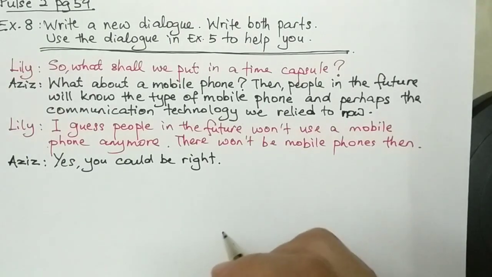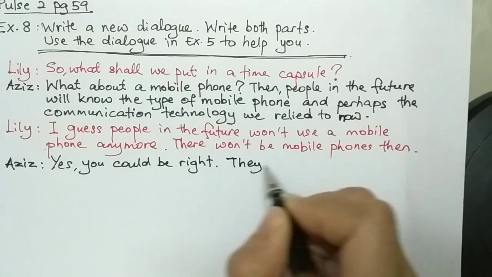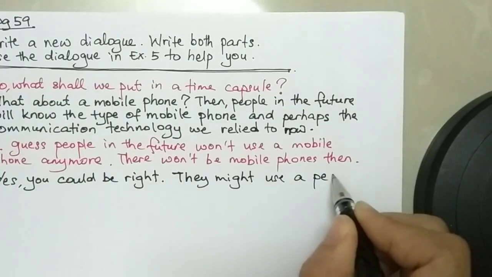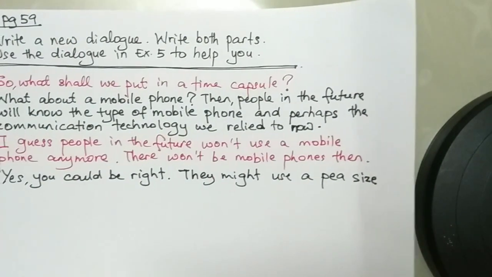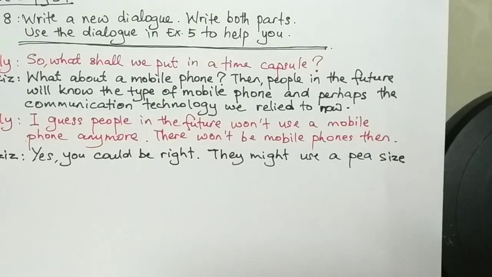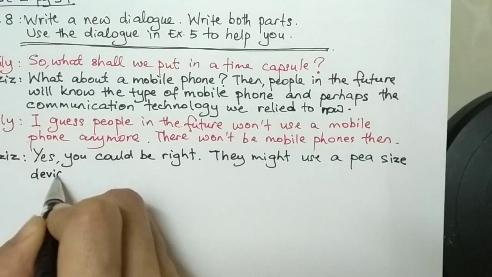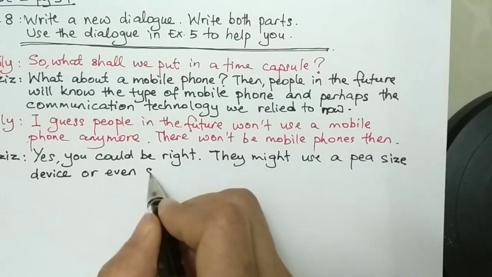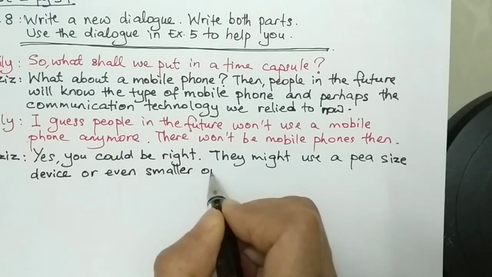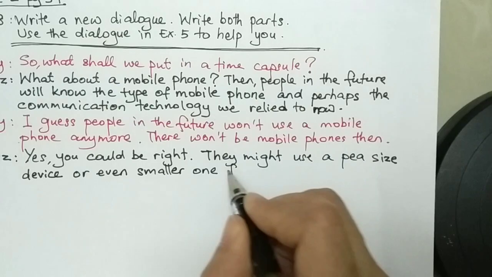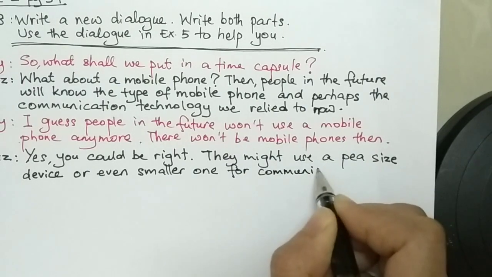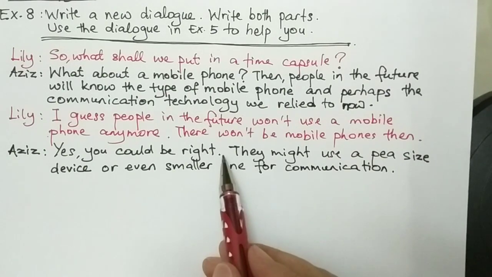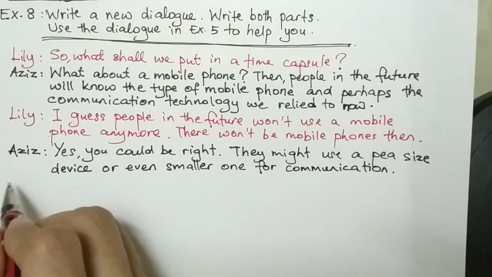Now for this one, I'll add a little bit more. They might use a pea-size device or even a smaller one for communication. Okay, if you don't want to write that long, you can just stop right here. Now next, it will be Lily's turn.